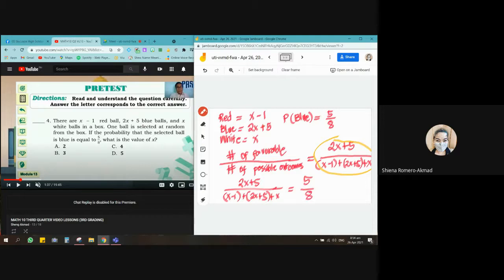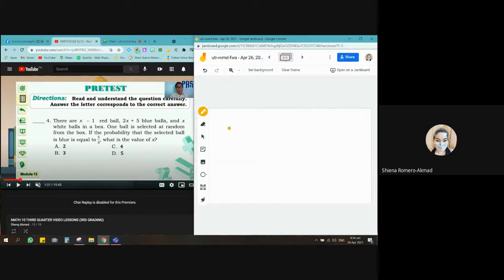over. Using this, mahanap natin yung value of x. Okay? So, magaling tayo doon, ano? Tandaan nyo yung nakasulat, ha? So, palitan na natin yung pen. We'll have 2x plus 5 divided by x minus 1 plus 2x plus 5 plus x equals 5 over 8.